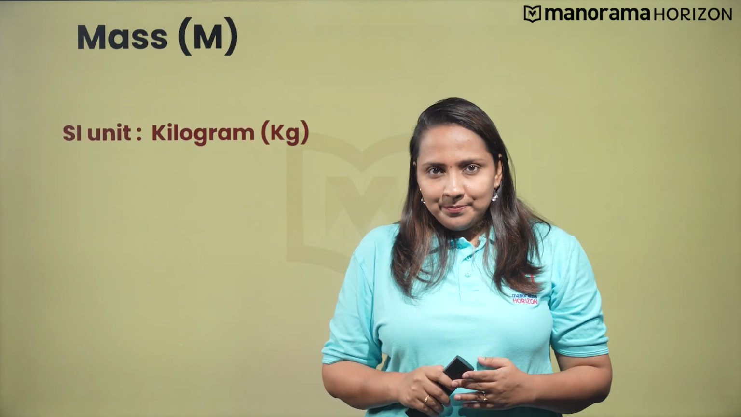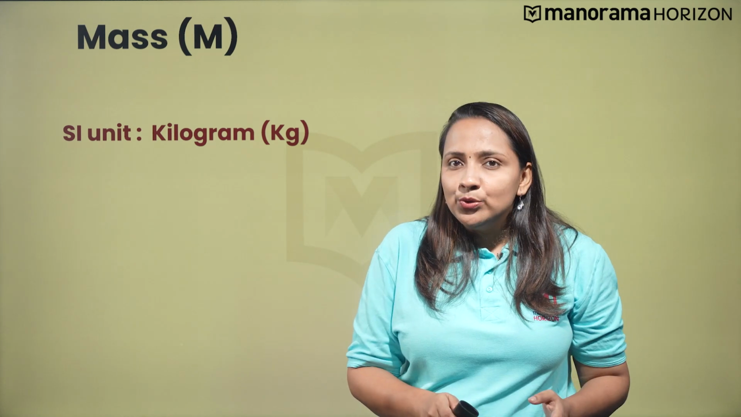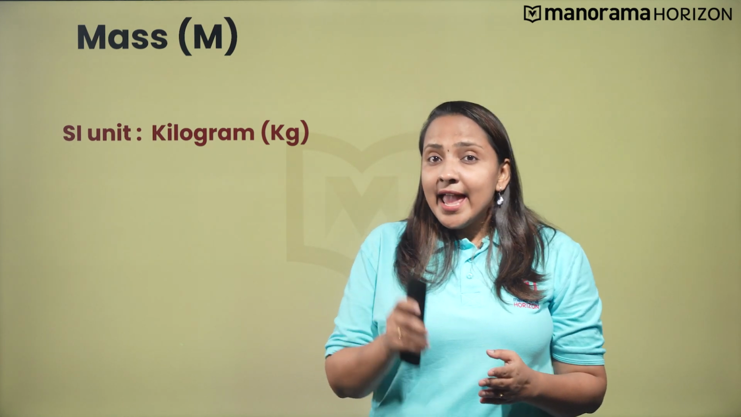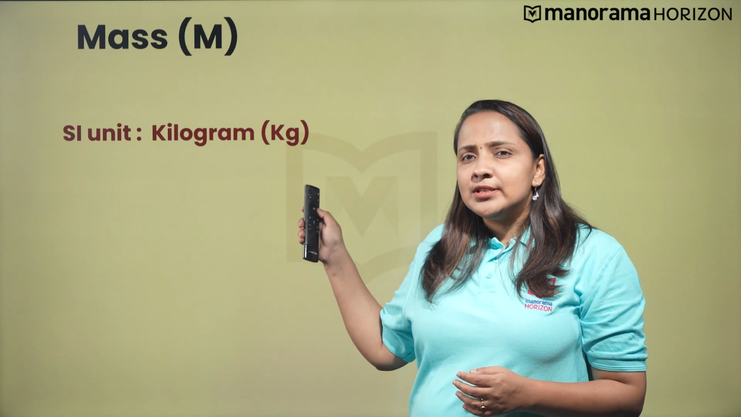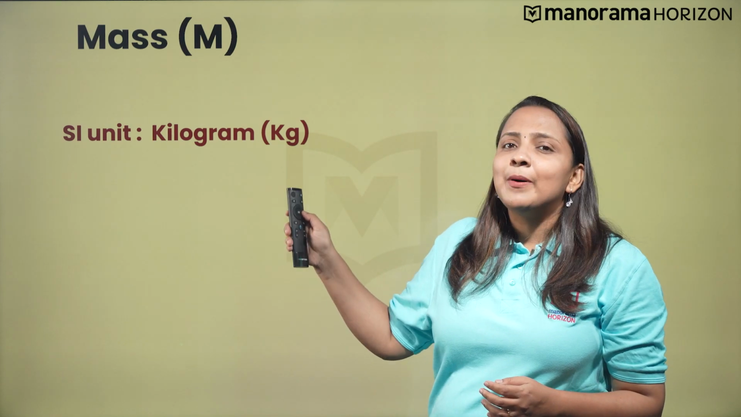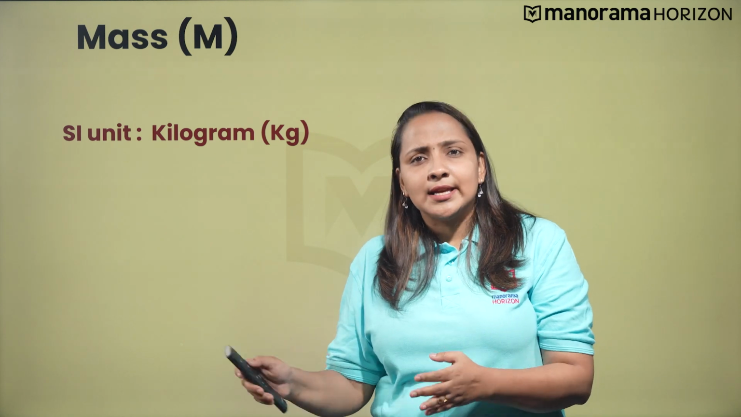Next is mass with SI unit kilogram. It is defined by taking the fixed numerical value of the Planck constant h to be 6.62607015 into 10 to the power minus 34 when expressed in the unit joule second.